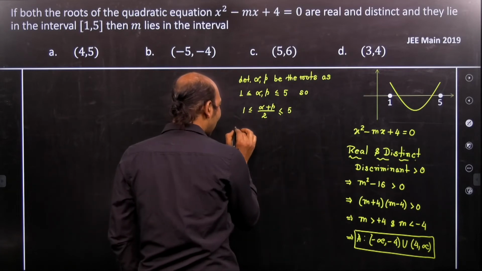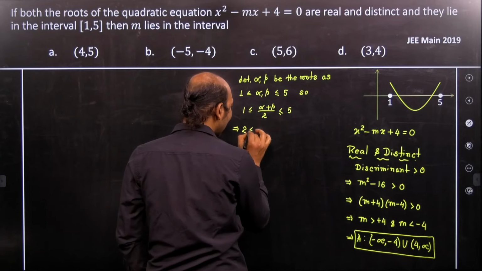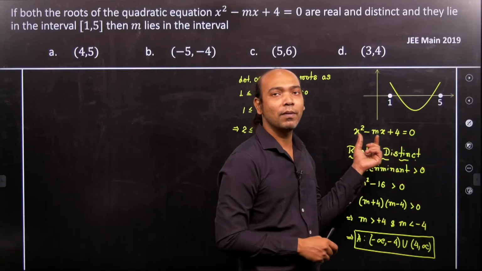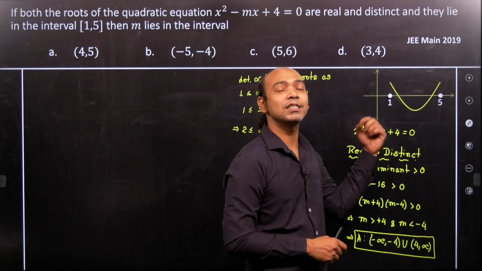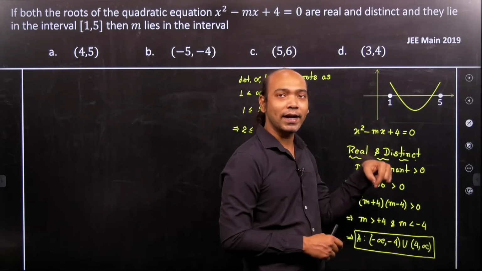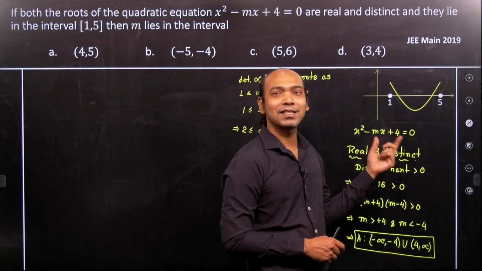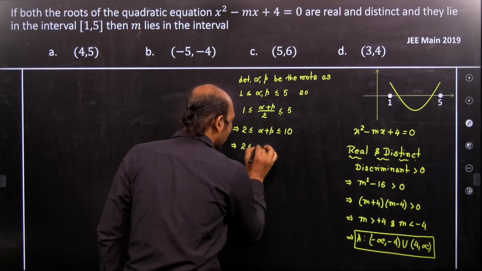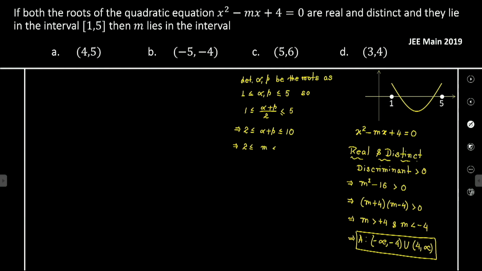So that implies 2 less than or equal to alpha plus beta less than or equal to 10. Now observe carefully. If this is the equation of my case, what is the sum of the roots? Minus b by a, so minus m divided by minus 1, it is m. Therefore 2 less than or equal to m less than or equal to 10. So we get my second interval B, stating that m lies in the closed interval 2 to 10.